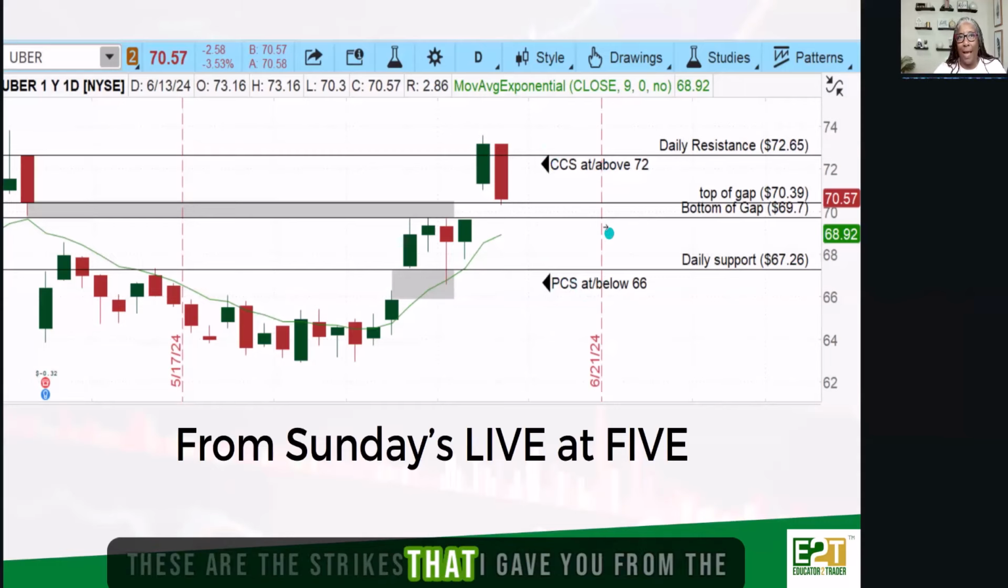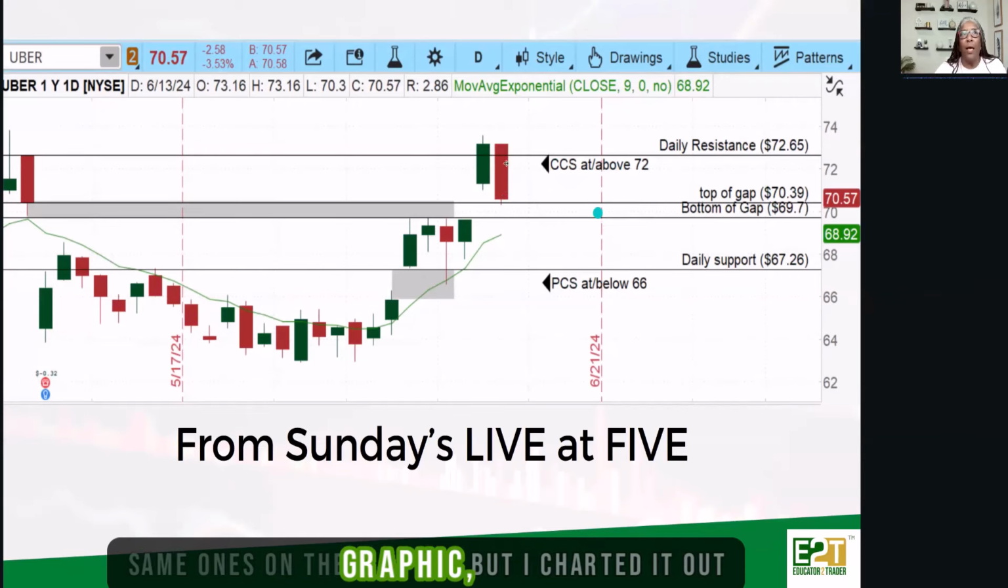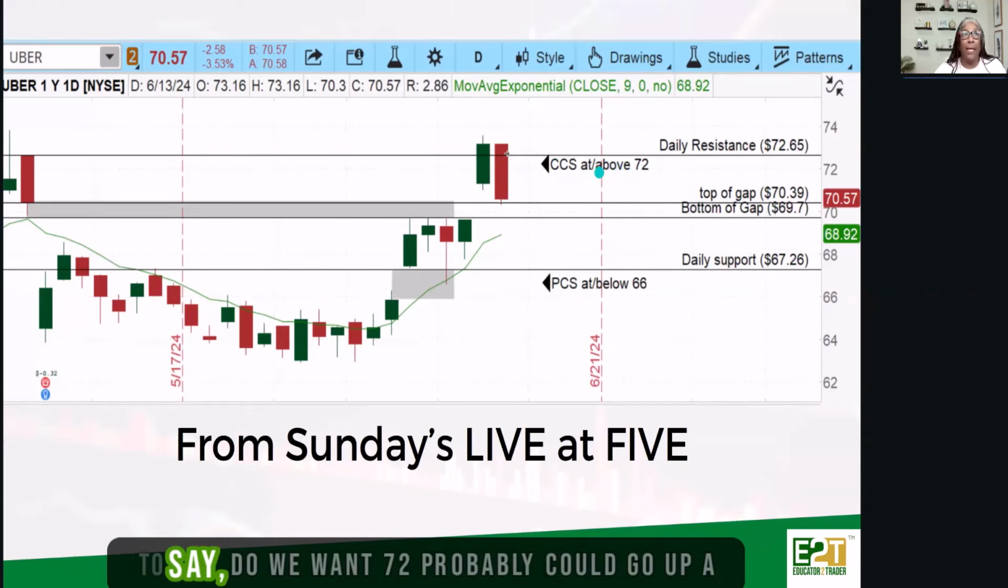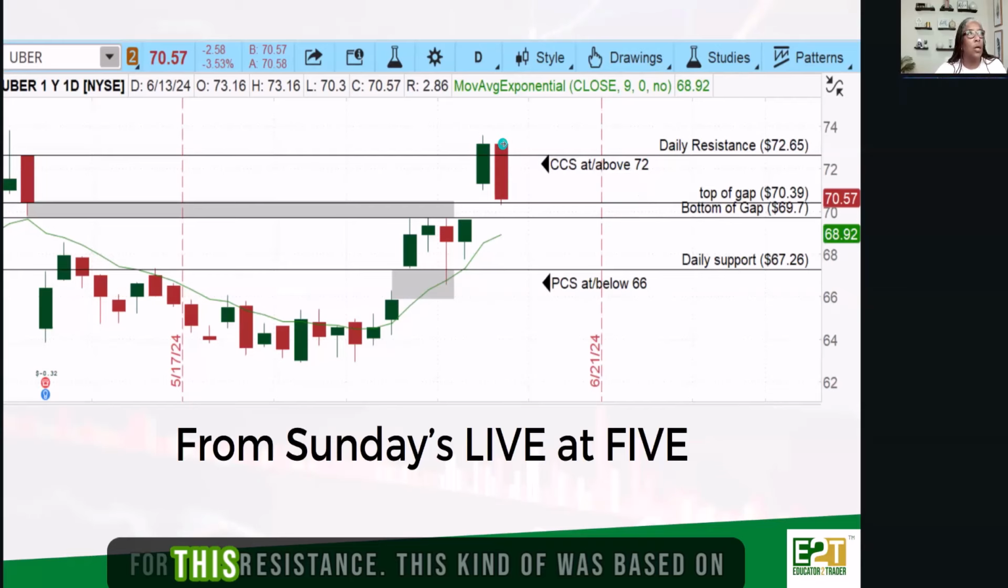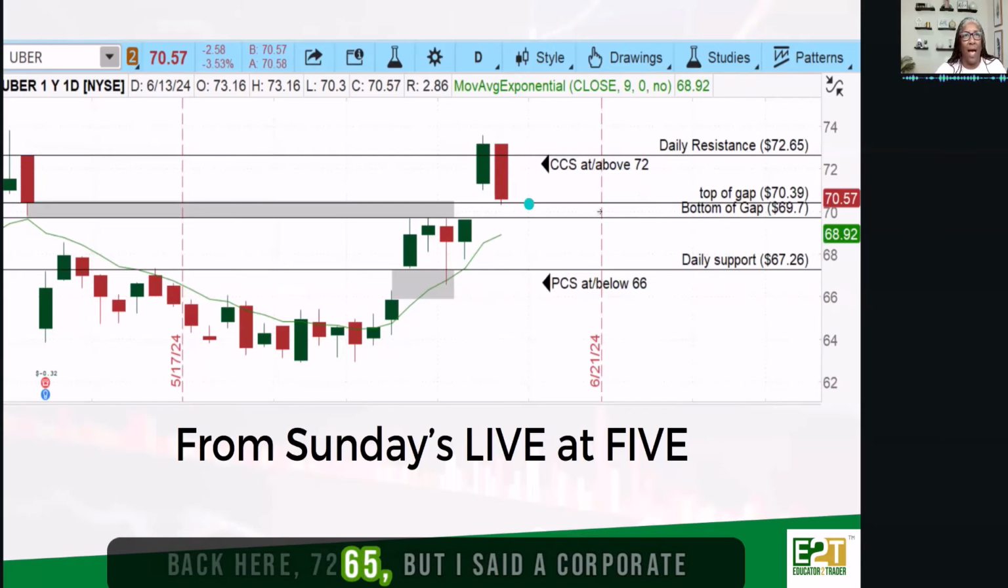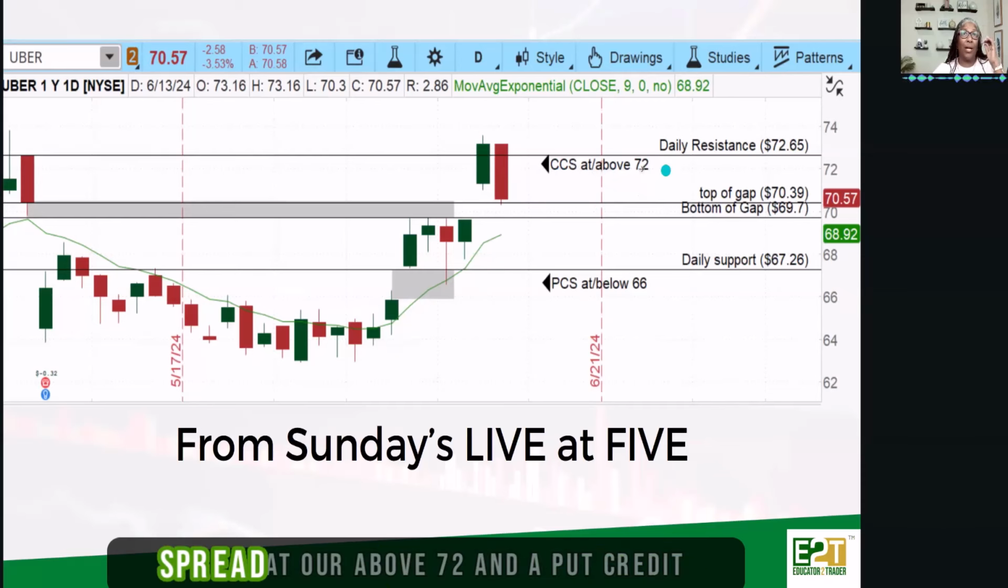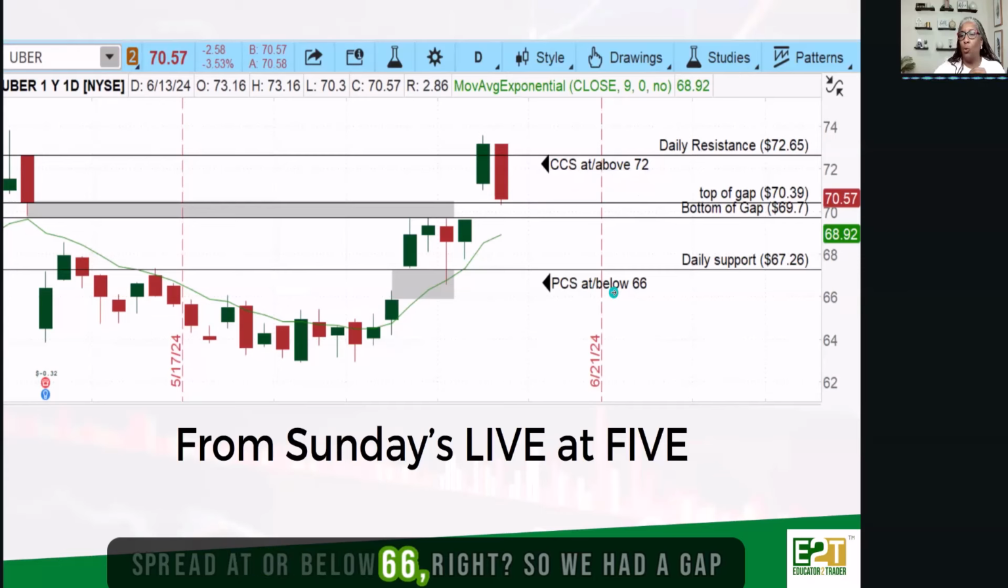These are the strikes that I gave you, the same ones as on the graphic, but I charted it out to say, do we want 72? Probably could go up a little bit higher, up to 73, up here for this resistance. This base was kind of based on back here, 72.65. But I said a call credit spread at or above 72 and a put credit spread at or below 66.